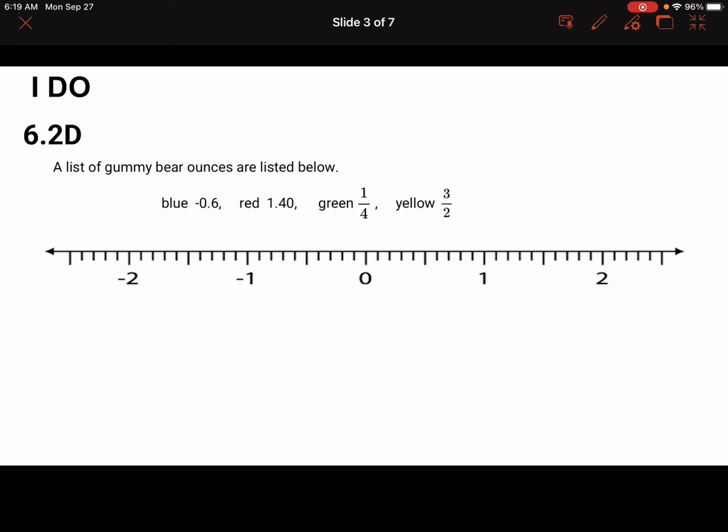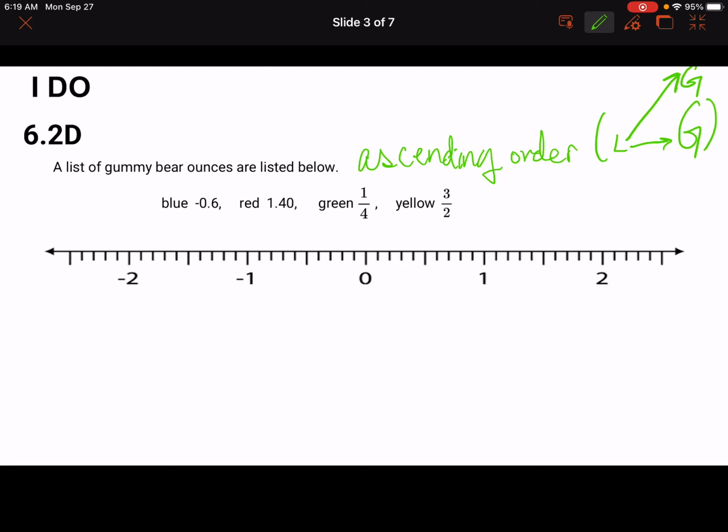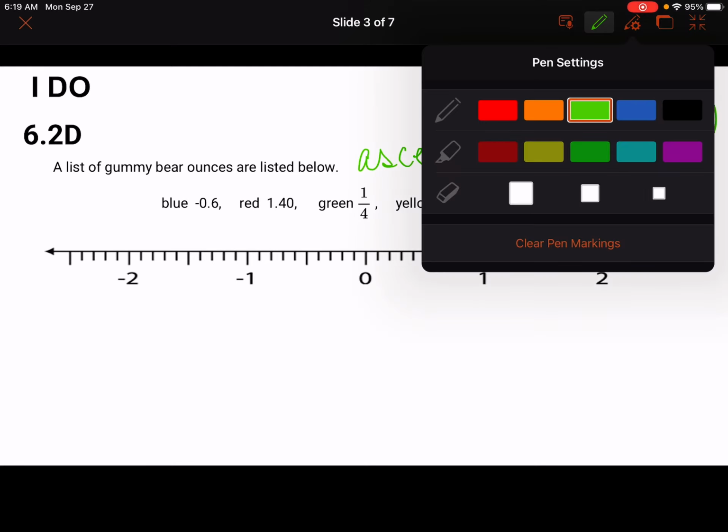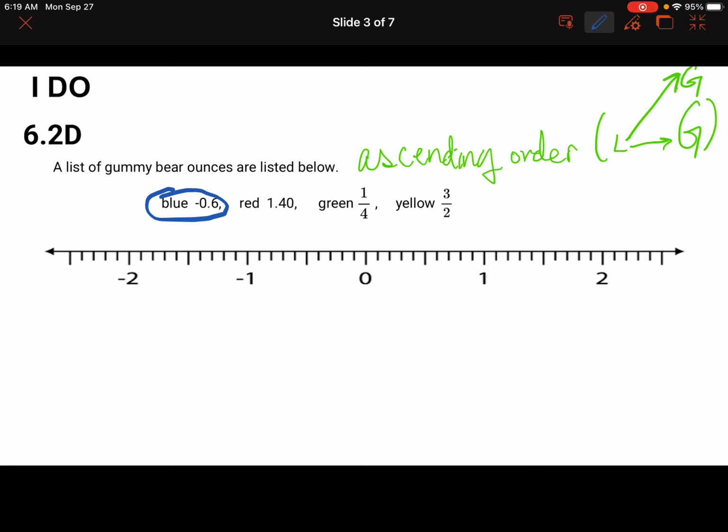We've got a list of gummy bear ounces, and they're listed below. So we're going to do the same thing. They didn't specify how to order this, so let's say we're going to go in ascending order. Remember, ascending is from least to greatest. You're going up. So I'm going to, again, circle my negative number. And I know that's going to be my first one.